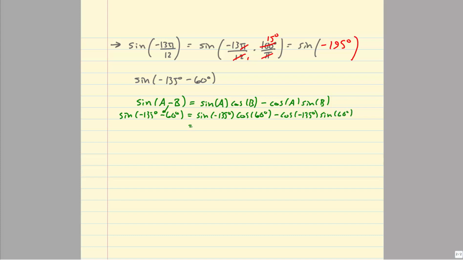Now these are all standard angles that we know about. Negative 135 is in quadrant 3, so the sign is negative. So this would be negative root 2 over 2. The cosine of 60 degrees is going to be 1/2, and again that's a standard angle that we have memorized. Negative 135 is in the third quadrant, and the cosine is negative in the third quadrant, so this would be negative root 2 over 2, and the sine of 60 would be the square root of 3 over 2. So simplifying, I get negative root 2 over 4. Minus a negative is the same as a positive, root 6 over 4.